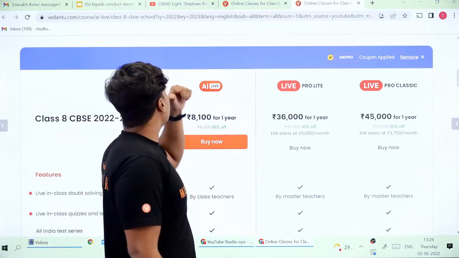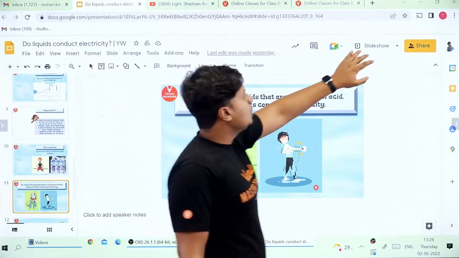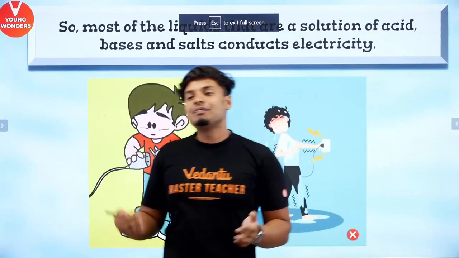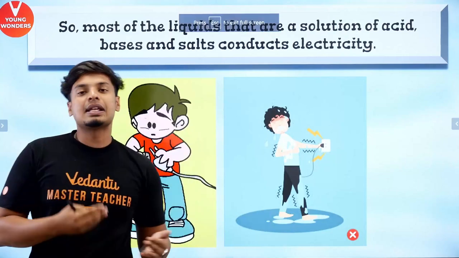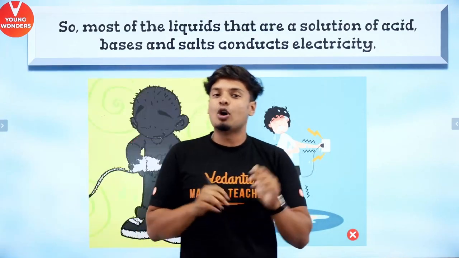So guys, getting back to the class right now. Where were we? We were seeing that the liquids which can conduct electricity are what? Solutions of acids, bases and salts respectively. So very well done, guys. You guys have all listened very well.